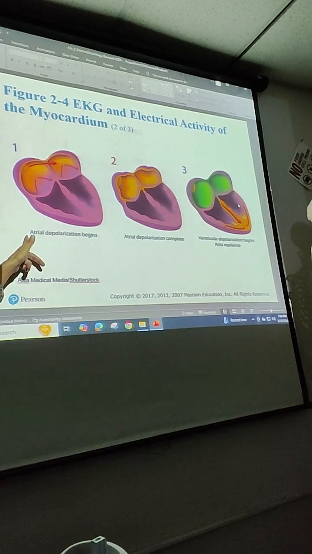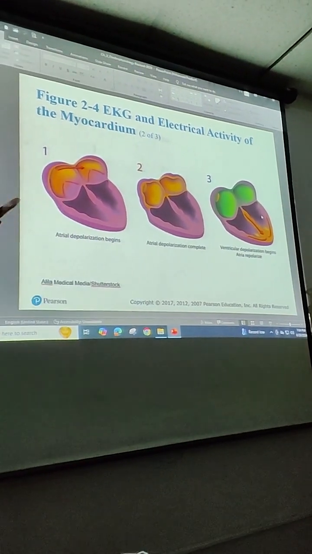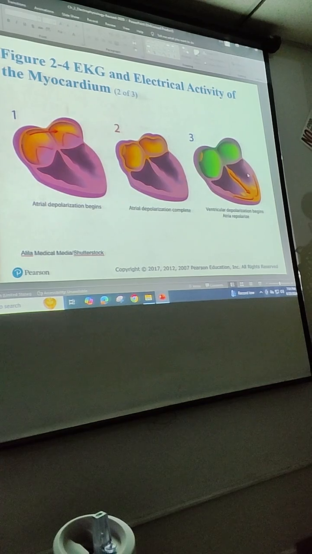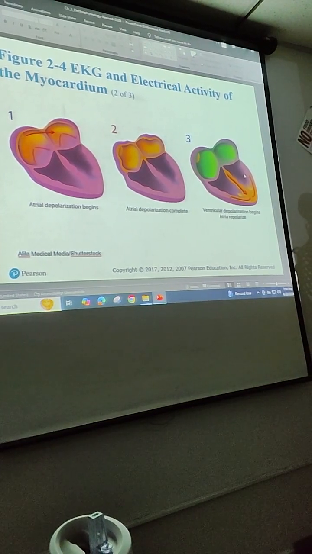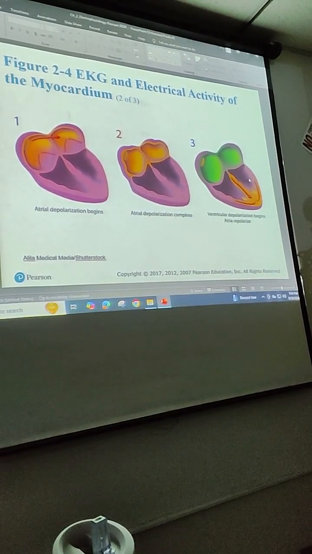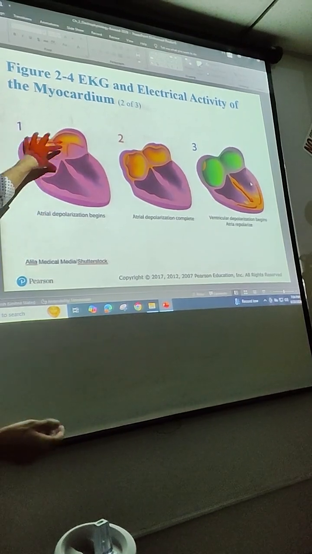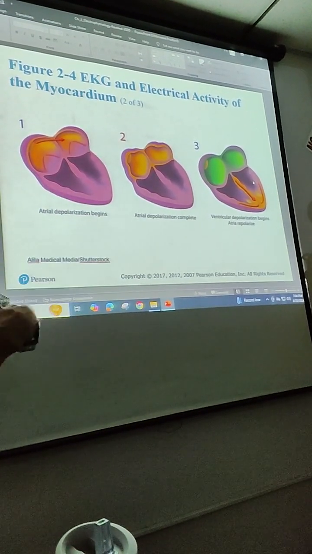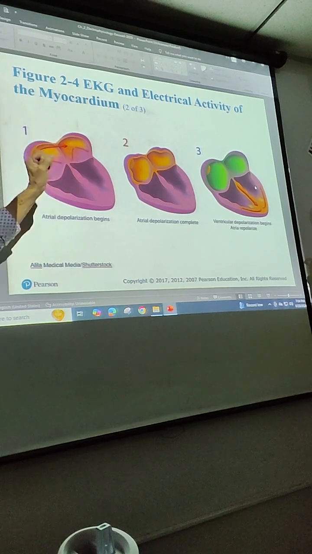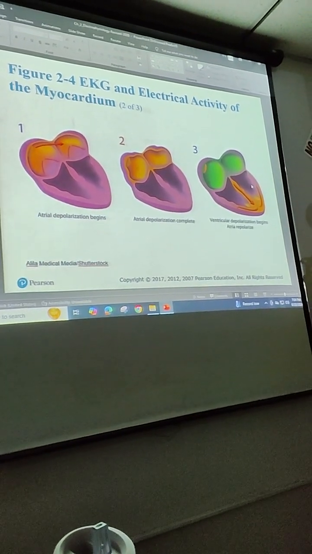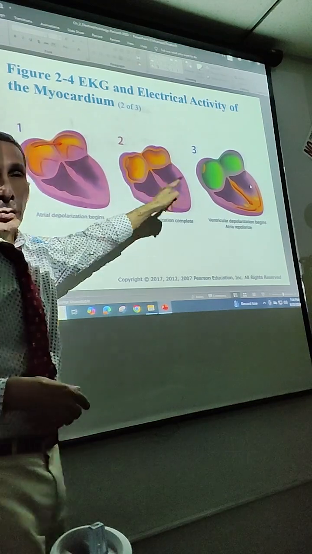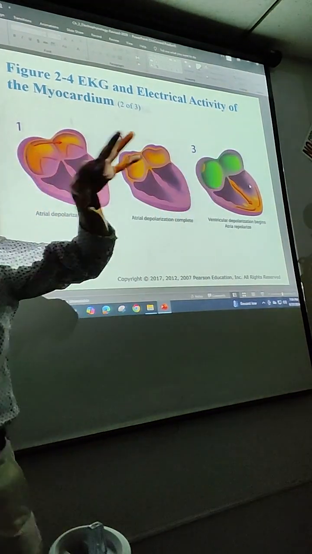So it says right here, atrial depolarization. What is depolarization again? Because I forgot. Contraction. Excellent. Depolarization is the same. Contraction is a layman term, whereas depolarization is a medical term. So here we see that the atria begins depolarizing. What it means by begins is that it's filling with blood. It's not completely full, because when it's completely full, it's on the second picture, where the atria is completely full.